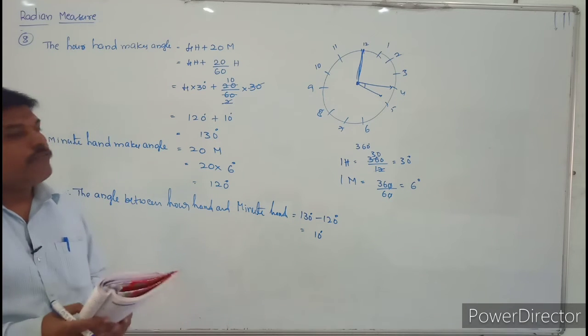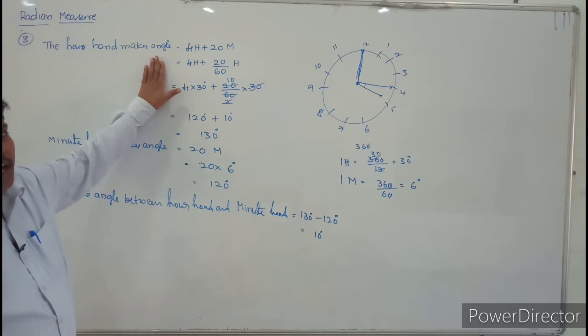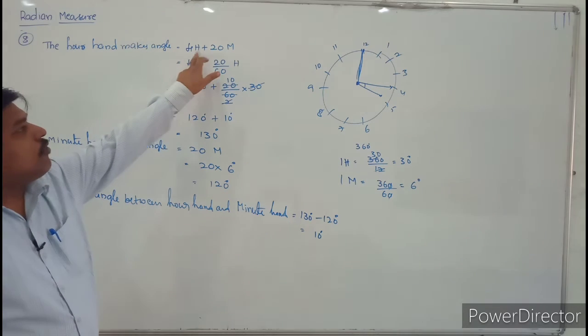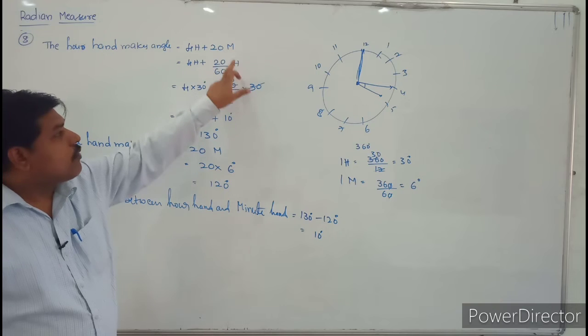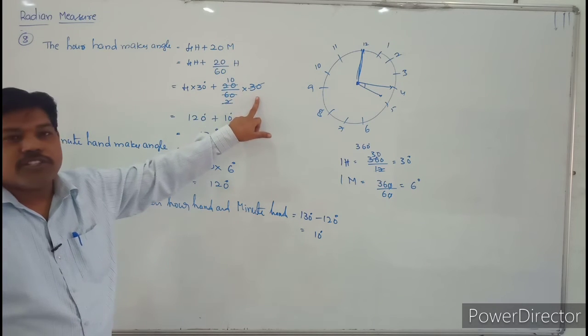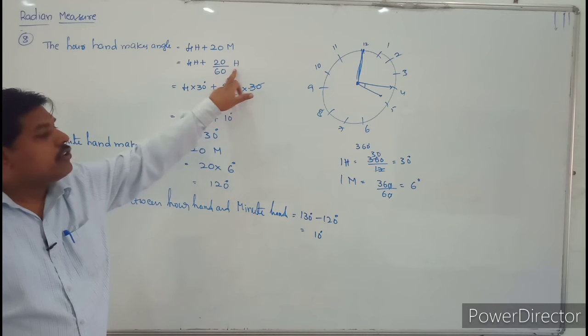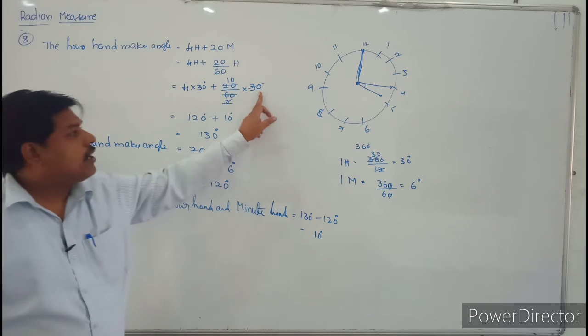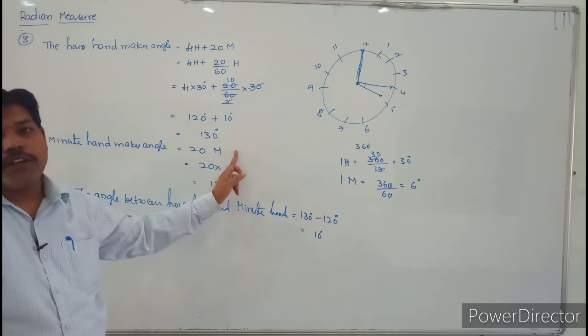So how to convert that? First, what angle does the hour hand make? You have to convert the 4 hours 20 minutes. These minutes you have to convert into hours first by dividing by 60. Automatically it will convert into hours. Then the hours you can convert into degrees by multiplying with 30. Automatically you will get the angle.